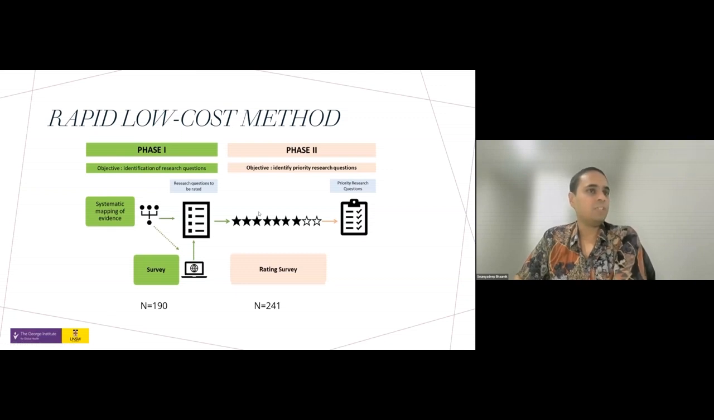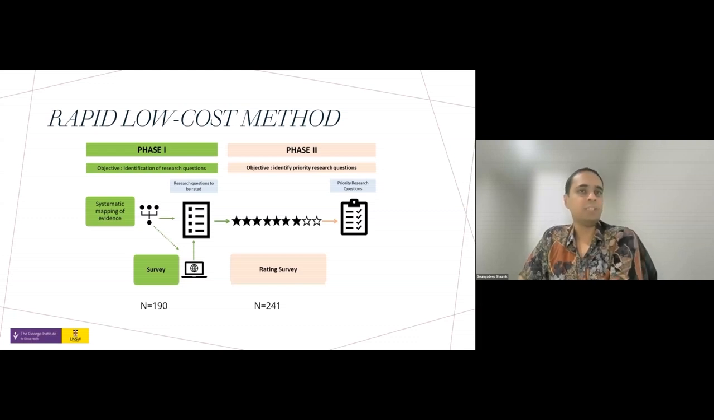We had phase 1 in which we systematically mapped the evidence. We were not really looking at what the evidence was. We were looking at all the evidence from South Asia on climate change and health and extracting basic information on what the study characteristics were and also their objectives or research question. We were not really looking at what the results were. And then we also did an open-ended survey in which anyone from India who is above 18 years could participate.